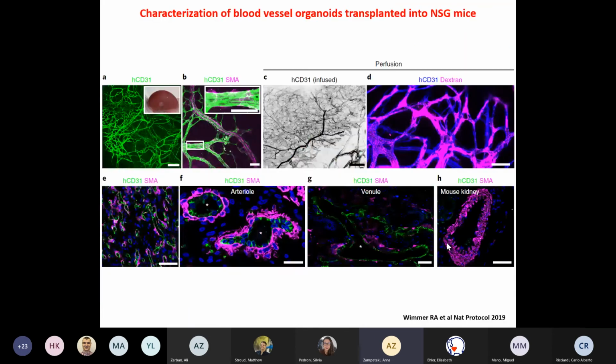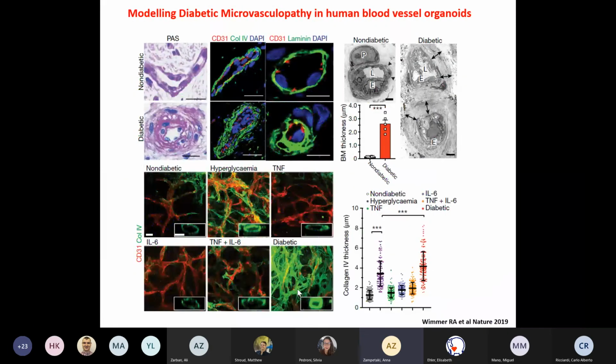And when transplanted in vivo in nude mice, they become part of the circulation. So you see that the vessels that they formed are well perfused. You can detect arterioles and venules formation in vivo. Now, this system was used to model diabetic microvasculopathy.